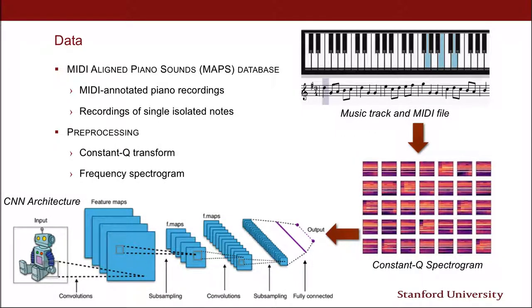So we only used the recordings of a single isolated note from the MIDI-aligned piano sounds database. And as the illustration shown in the PowerPoint, we pre-processed the MIDI file and the music track into spectrograms, and that's after the constant Q transform. And those 32 by 32 thumbnails of images are directly fed into CNN architecture.